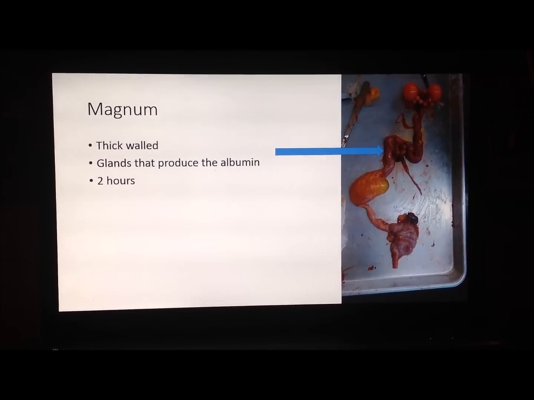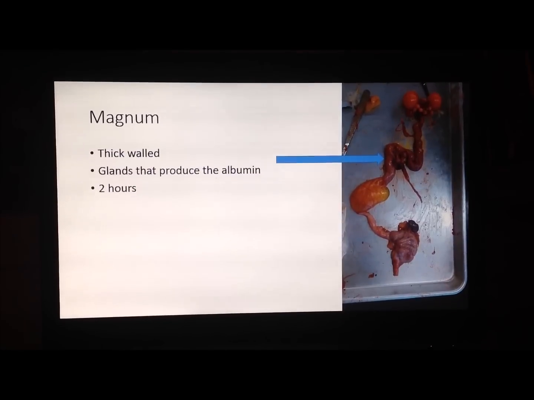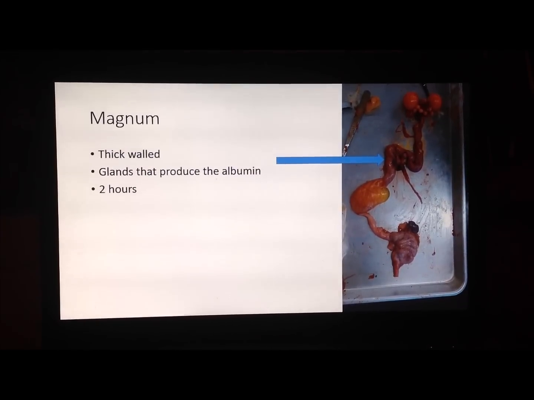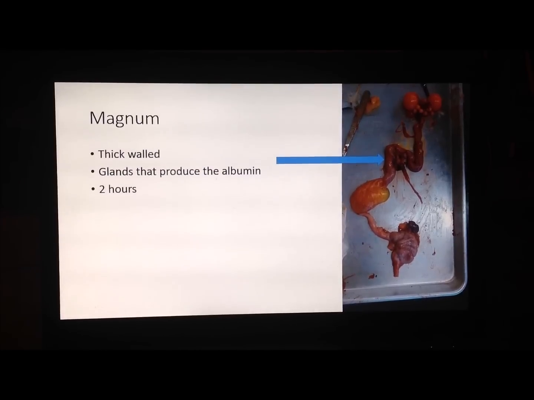The magnum is a thick-walled part of the oviduct with glands that produce and secrete albumen, or the egg white, and other proteins that contribute to the egg. The oocyte stays in the magnum for about 2 hours.